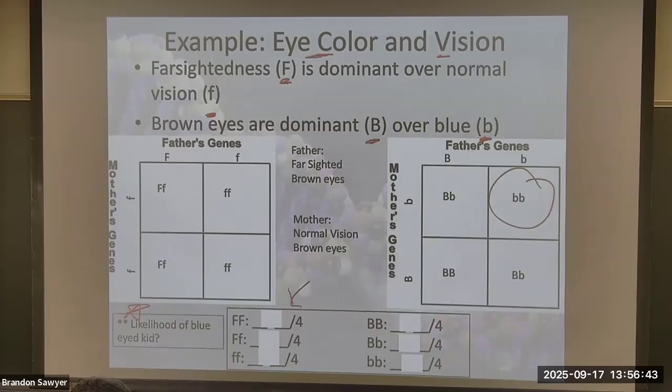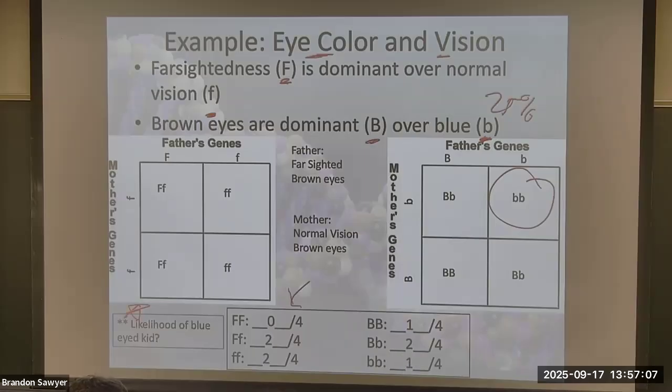Then we would fill out all of the genotypes on the bottom, right? So all the genotypes are down there on the bottom. So we'd have all of those, something out of 4. Any questions on any of this before we go to the next one? So the 25% was the answer to the one on the clicker there. And then we'll go to the next one.